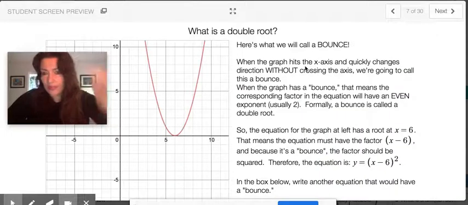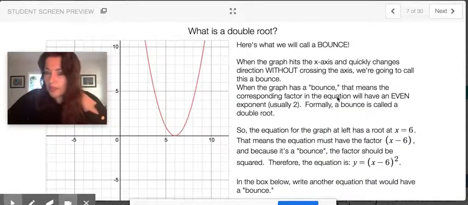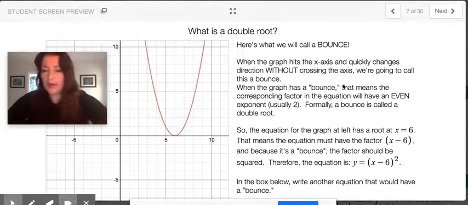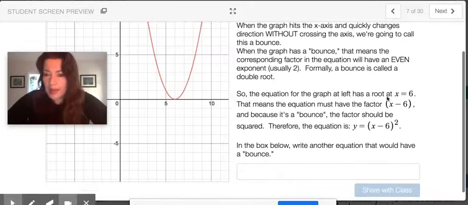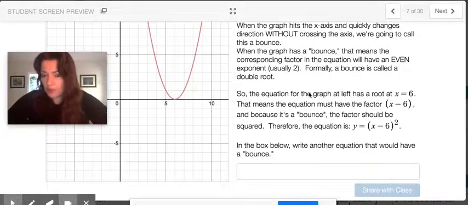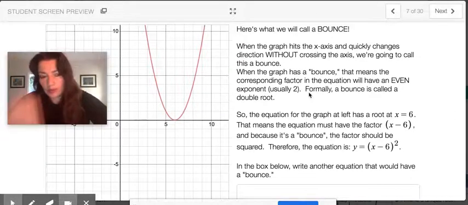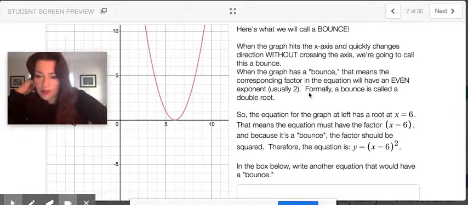You can write it in both ways. When the graph hits the x-axis and quickly changes direction without crossing the x-axis, we're going to call this a bounce. So this happens when you have an even exponent. So right now we're only looking at degree 2 for bounces, but this just means even, that it could be a degree 4, a degree 6. Anything with an even degree will bounce off the graph.